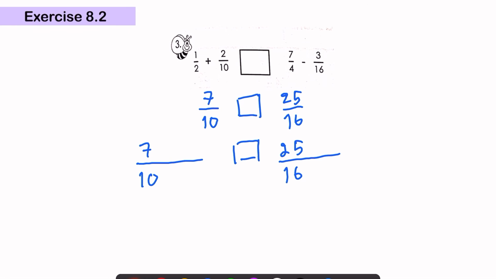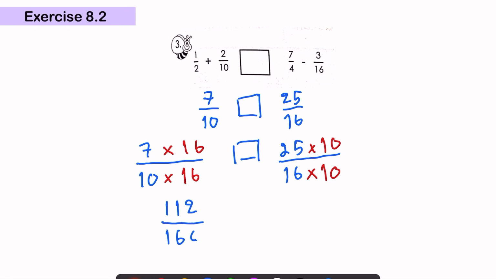So the easiest way to do that, I'll tell you. You need to multiply the denominators across the fractions. Okay, so we have 10 and 16. You multiply 10 by 16 and you multiply 16 by 10 and then you get the same denominator. 7 times 16 we get 112 and 10 times 16 we get 160.